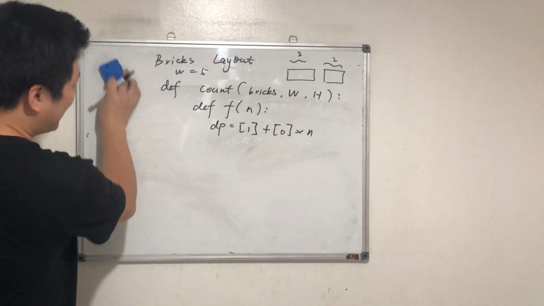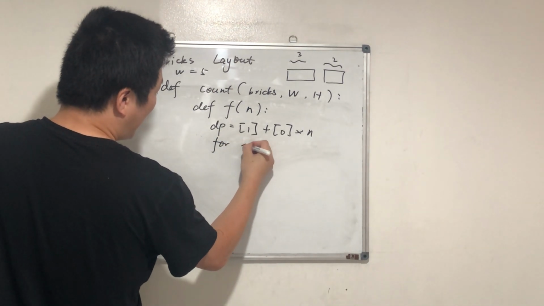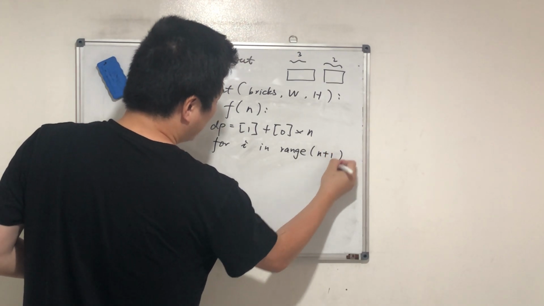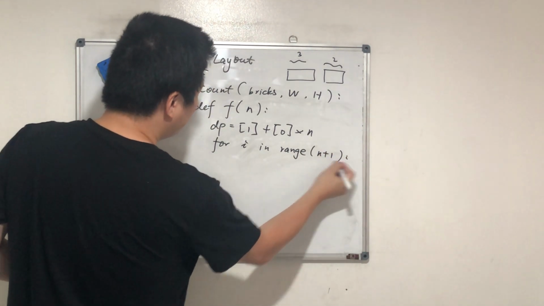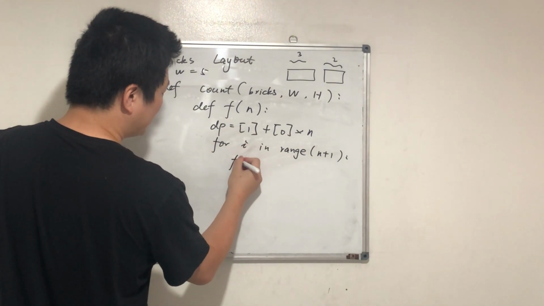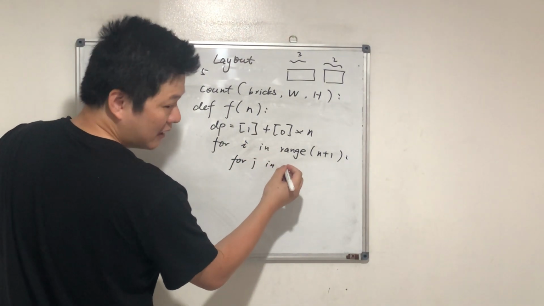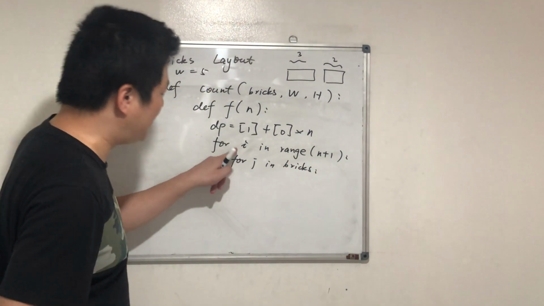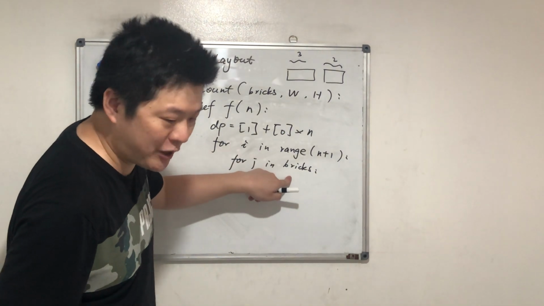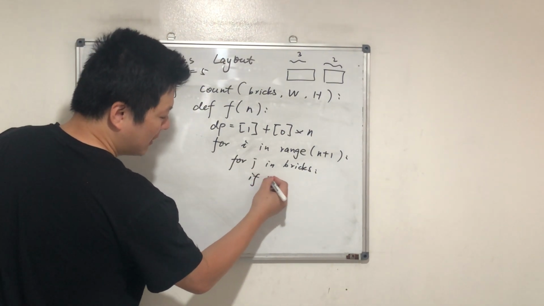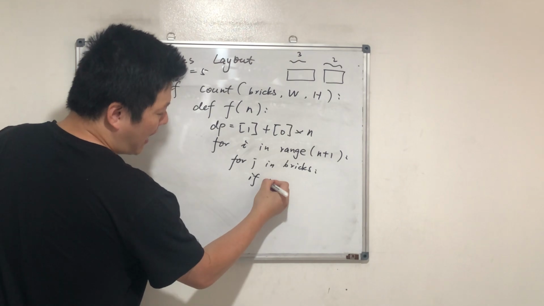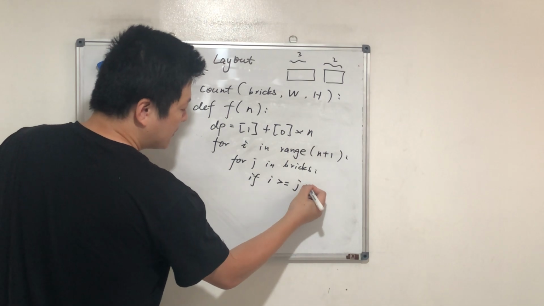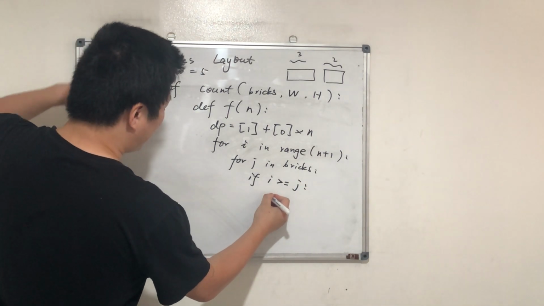So now dp, then I can do this for i in range n+1. n+1, yeah, because this is up to n, okay? And then we want to go through the bricks. For j in bricks. We want to go through the bricks, but we want to make sure that the capacity is bigger than the bricks, yeah. So we need to check if what? If i is bigger or equal to j. And then we need to sum up with that thing, yeah.